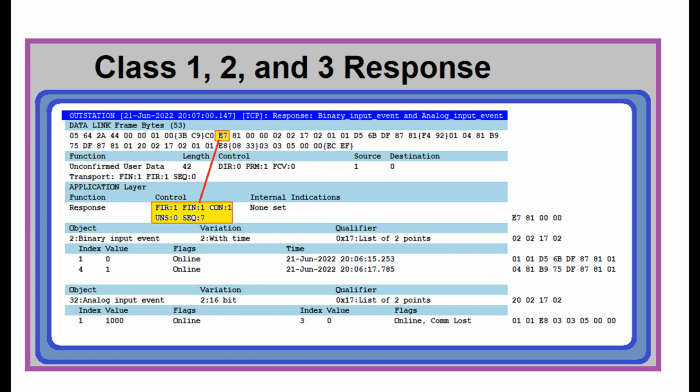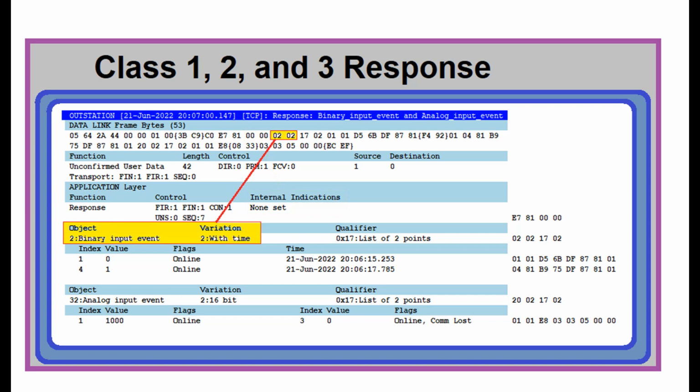The application header starts with a hex E7, which sets the fin, fir, and confirmation bits and uses sequence number 7 as in the request. The function code is hex 81 or decimal 129 for response. This is followed by two internal indication octets, both all zeros, as there is nothing to report.